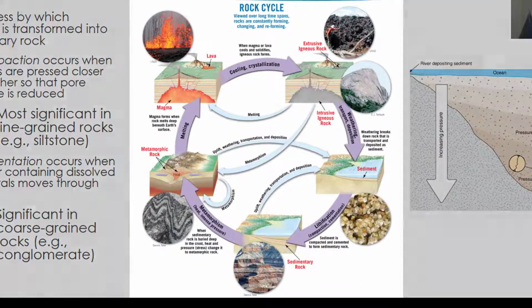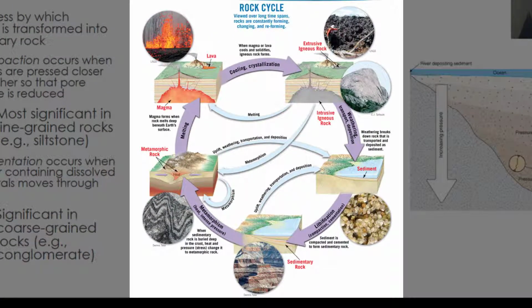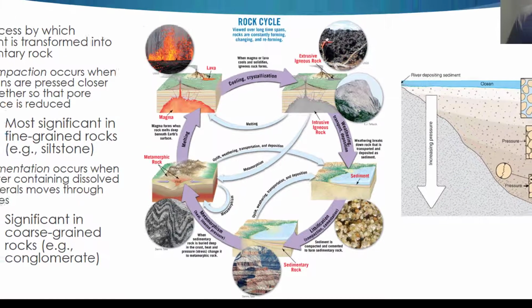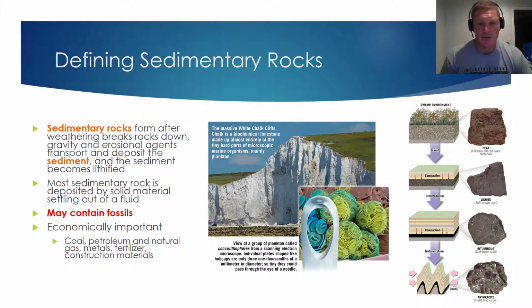If we take a look at my rock cycle image, which we've looked at in every previous podcast, the purple arrow that allows us to go from sediment to sedimentary rock is lithification. And that sediment is very often produced by the chemical and mechanical weathering of igneous rock. When those little weathered rock fragments get transported and deposited, we see that the accumulation of sediment will ultimately lead to the formation of sedimentary rock. A good working definition for sedimentary rock is that it's rock that forms after weathering breaks rocks down, gravity and erosional agents transport and deposit the sediment, and the sediment becomes lithified.